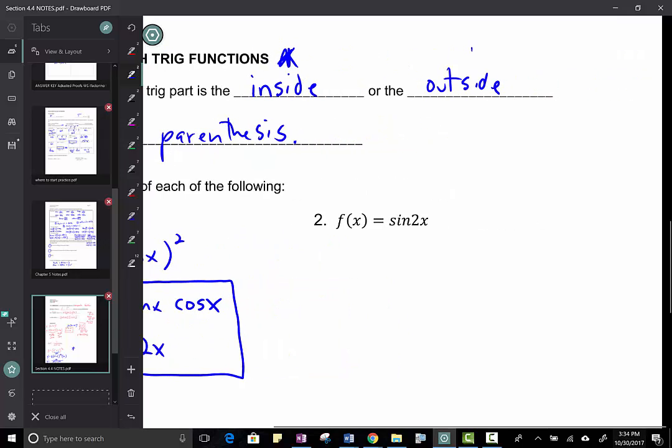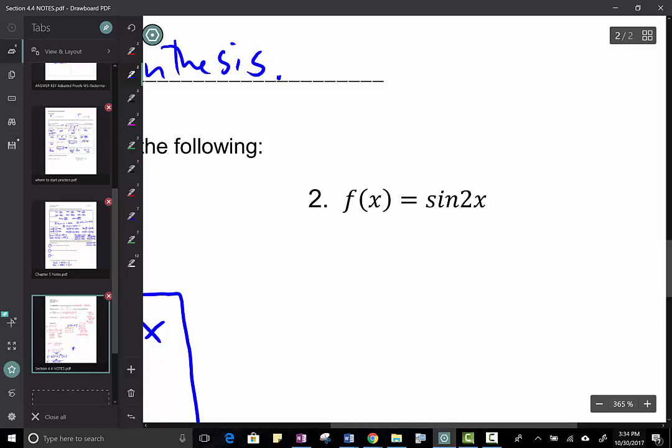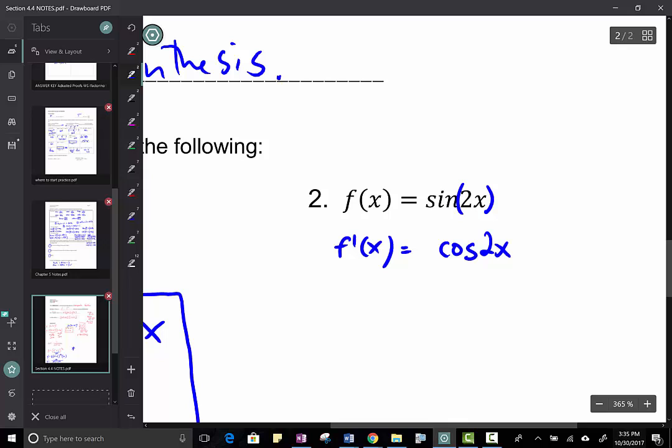Okay, this one's a little different. Look at number 2. This one is sine of 2x, so the angle is the focus here. So when we do the derivative of the outside, what's the derivative of sine 2x? Well, that would be cosine of 2x times the derivative of the inside piece, which is just 2.